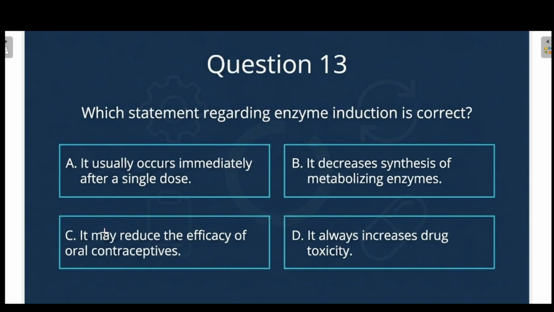Question number 13. Which statement regarding enzyme induction is correct? Options are: A, it usually occurs immediately after a single dose. Option B, it decreases synthesis of metabolizing enzyme. Option C, it may reduce the efficacy of oral contraceptives. Option D, it always increases drug toxicity. So the correct option is option C, it may reduce the efficacy of oral contraceptives.